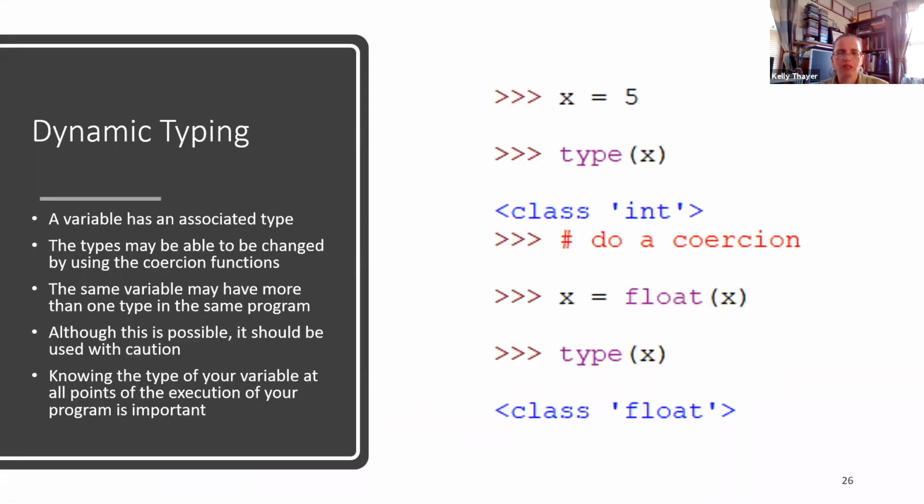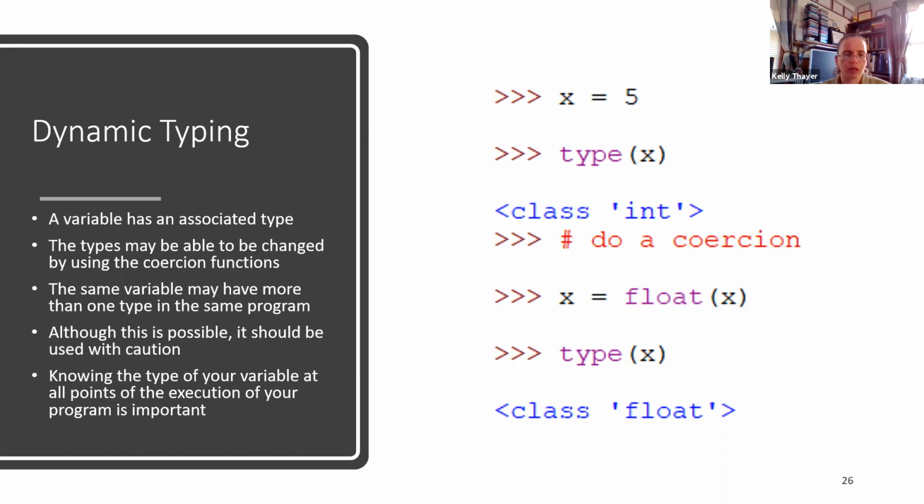Dynamic typing is the idea in Python that the type of a variable could change throughout the program. This deviates from many of the other original programming languages, where types are not changeable during the program. Every variable has an associated type, which is the same as the type of its expression. The types may be able to be changed by using the coercion functions. Sometimes it's invalid, but many times it can be done.